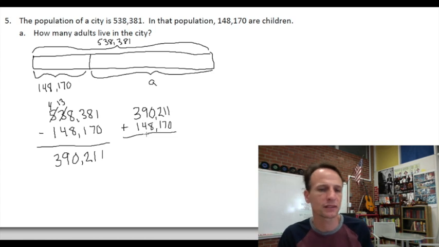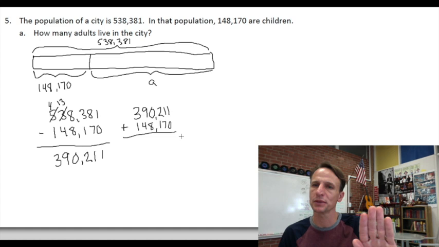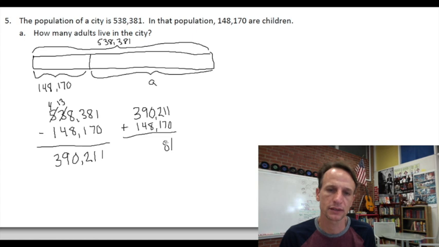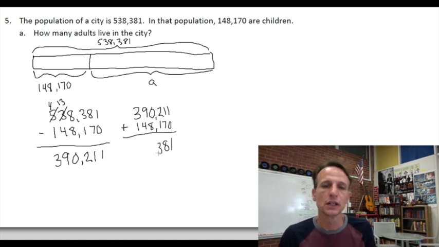And when we add these together, we should get the number we started with. Remember, don't just copy it. It's a common mistake. Let's actually add. 1 plus 0 is 1. 1 plus 7, 8. 2 plus 1, 3. 0 plus 8 is 8.